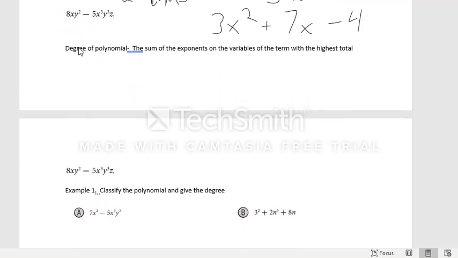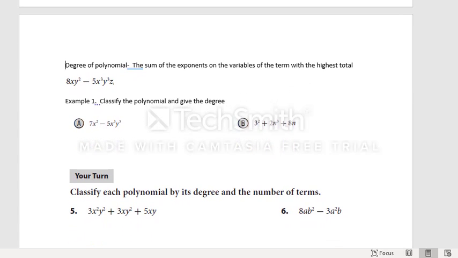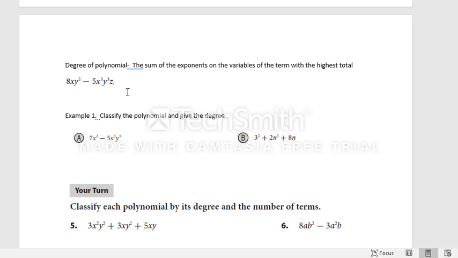All right, next. We have what's called the degree of a polynomial. That's the sum of the exponents on the variables of the term with the highest total. So if we look at our first example, 8xy squared minus 5x to the third y to the third z. If we add up those exponents, remember x has a hidden exponent of 1. There's a 1 on that z. 1 plus 2 is 3, so this would be third degree. And this one, since it's 3 plus 3 plus 1, is 7. 7 is higher than 3, so this is 7th degree.